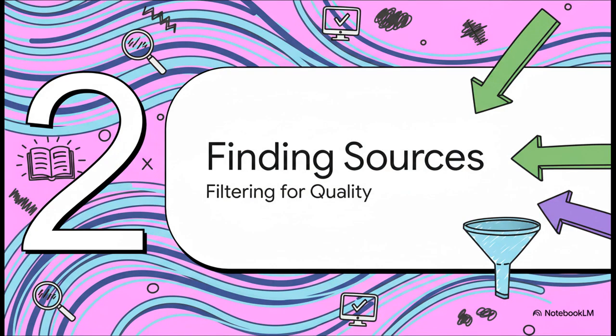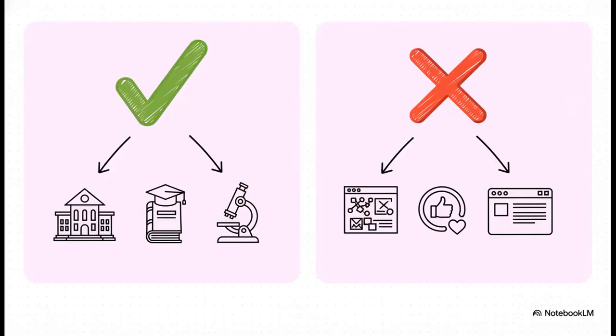Okay, so you've got a killer plan. Now, where do we actually go looking? This next part is all about navigating that huge digital ocean to find high-quality information and learning how to filter out all the junk. Listen, this is so important.